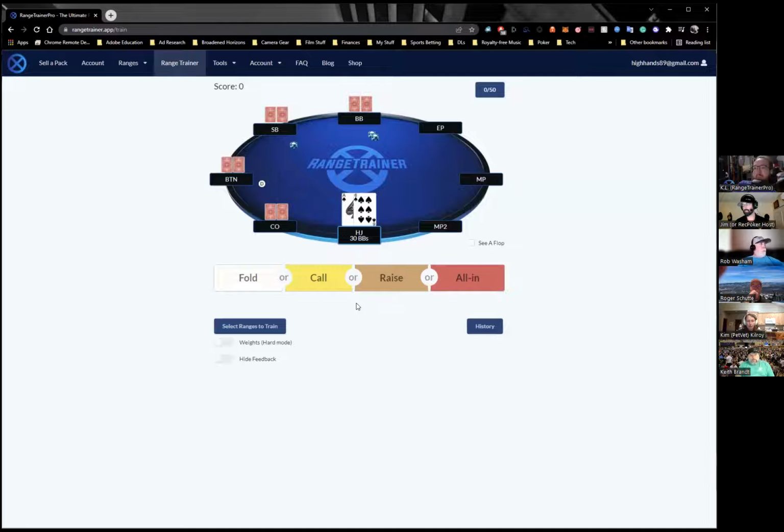This was kind of the nugget of the idea. It was using this in a way that reflected actually playing the game. You weren't just staring at a chart, you were playing a hand. And we had a lot of success with this.